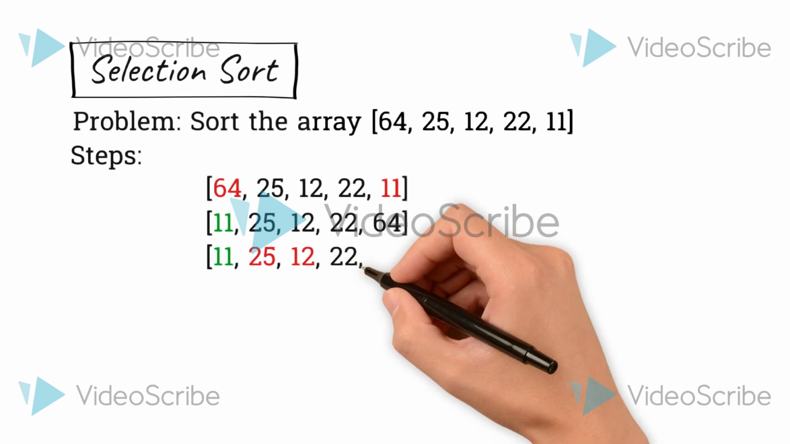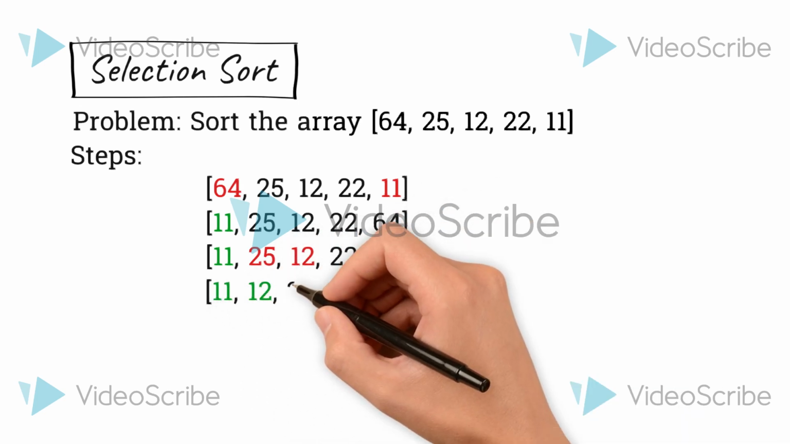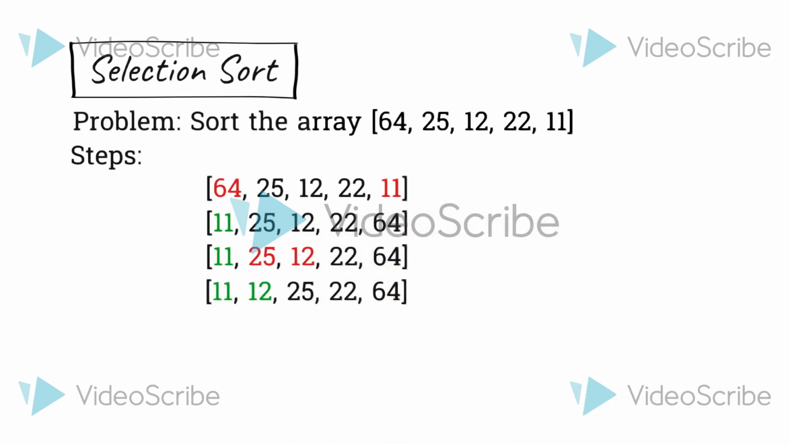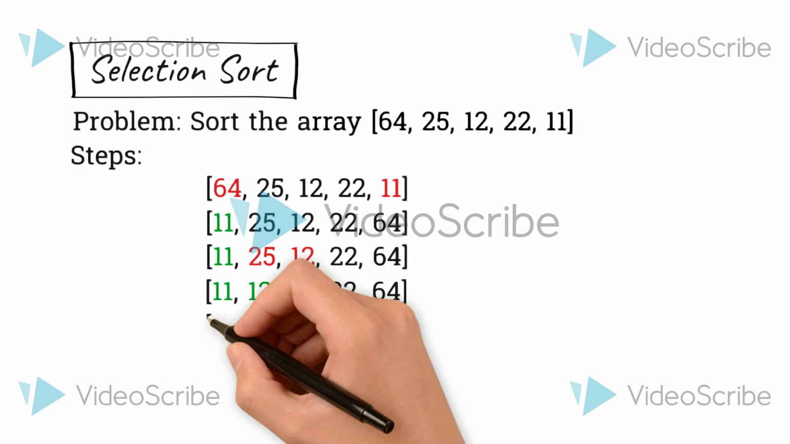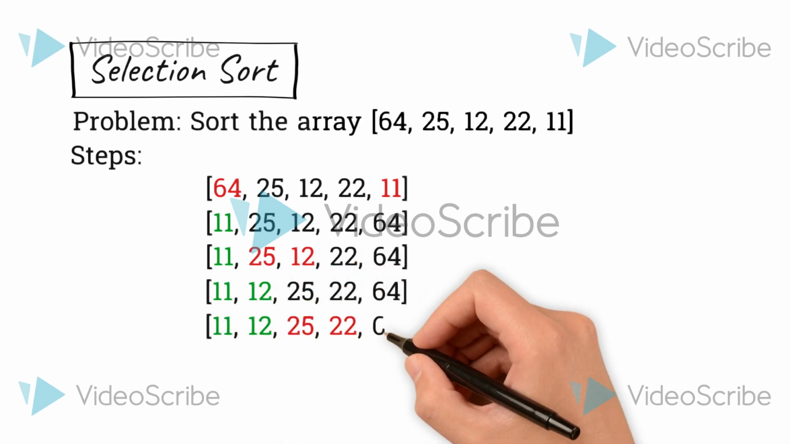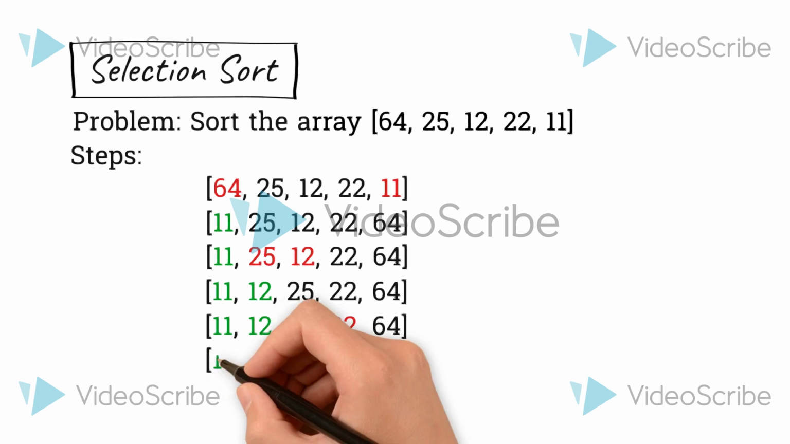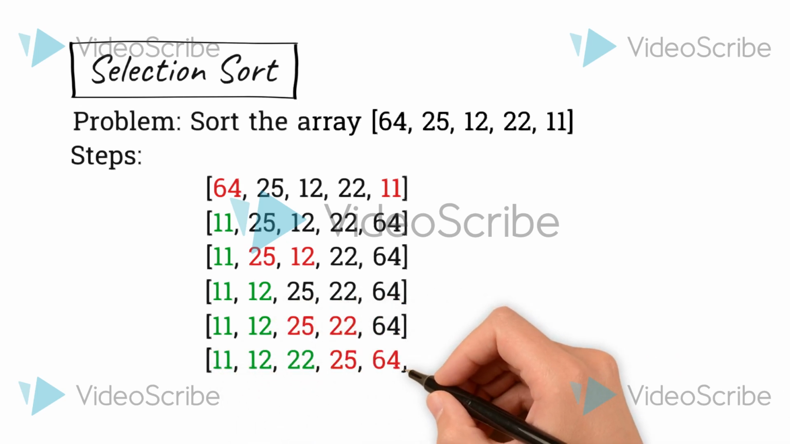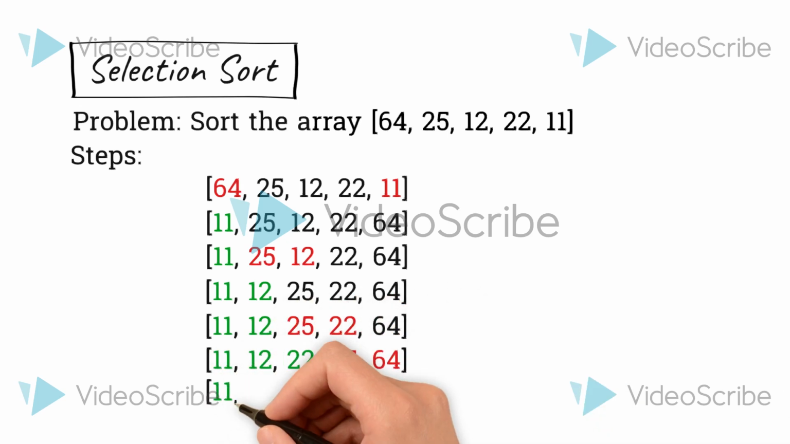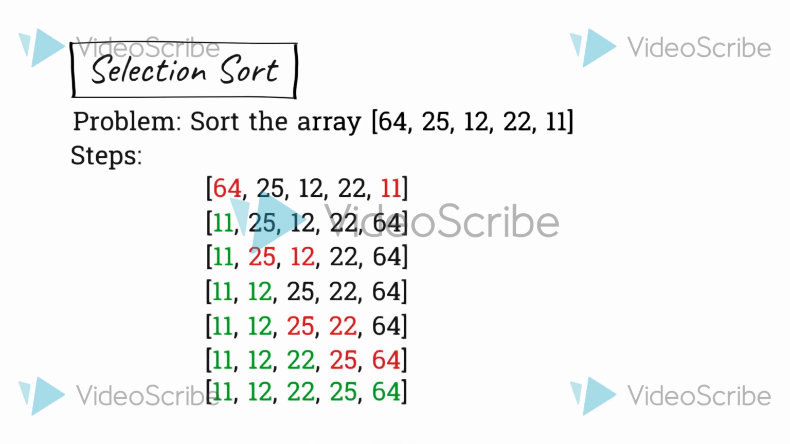Move to the second element, 25. Find the smallest element in the remaining array, 12, and swap it with 25. After the second pass, we get the array like this. Repeat this for the third element, 25. Find the smallest element, 22, and swap. The array after the third pass looks like this. Finally, we get the array fully sorted.